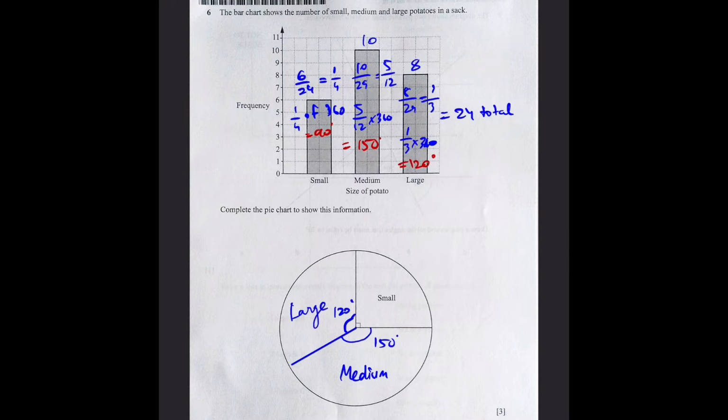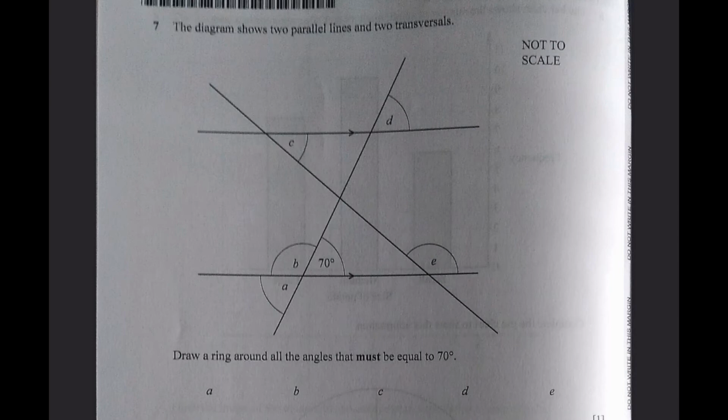And that's our answer. Let's go to question 7. The diagram shows two parallel lines and two transversals. Drawing on all the angles that must be equal to 70 degrees. So we have two transversals here with two parallel lines given there. Now, the angle that must be equal to 70 degrees. So 70 is here, so this also has to be 70 because of vertically opposite angles.